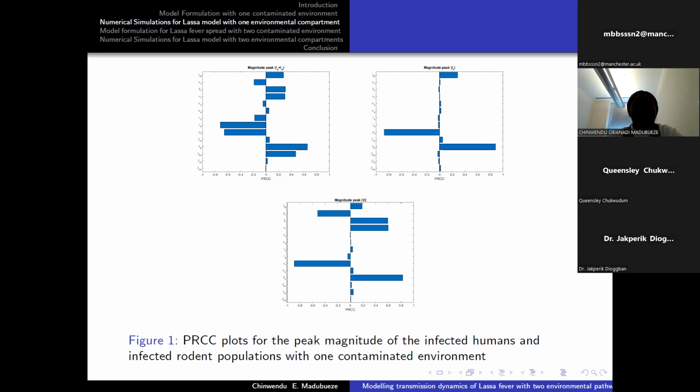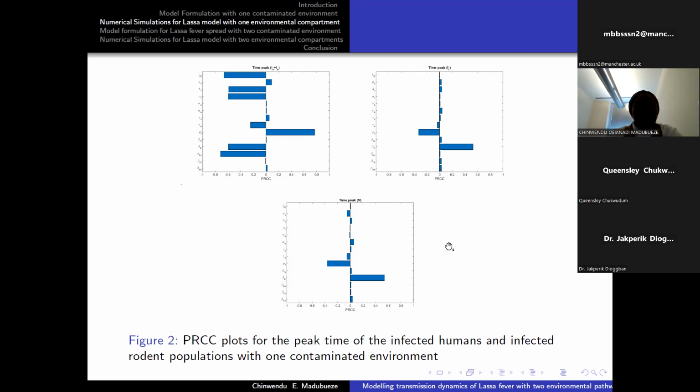But when it's positive, it means that increasing it will correspond to increasing the population that is under study. Now, when we come to the environment, the magnitude of the peak of the environment, we see this is the rat-to-rat transmission, and this is the death rate of the rats. Then also this is the shedding of the virus in the environment by the rat, and this is also the birth rate of the rats. Then this is the decay rate of the virus in the environment. Now, when we see all these things, we notice that the rat parameters play a very important role in the transmission of this disease. Now, the same thing goes for the peak time.